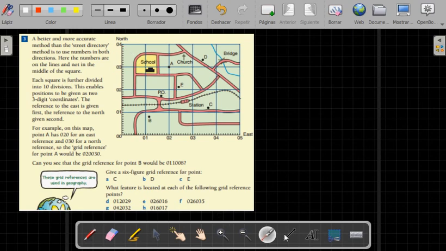What are we going to do? We're going to draw a straight vertical line from point A to the east reference.